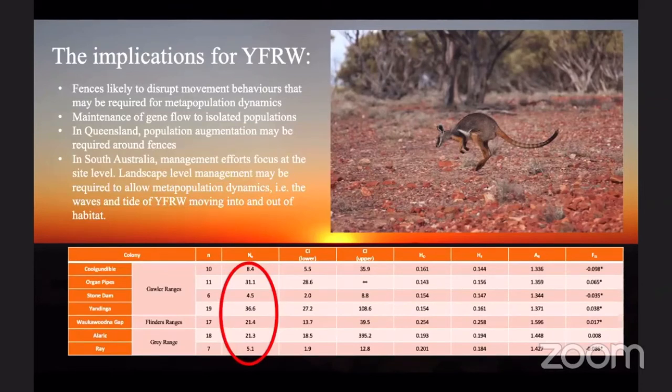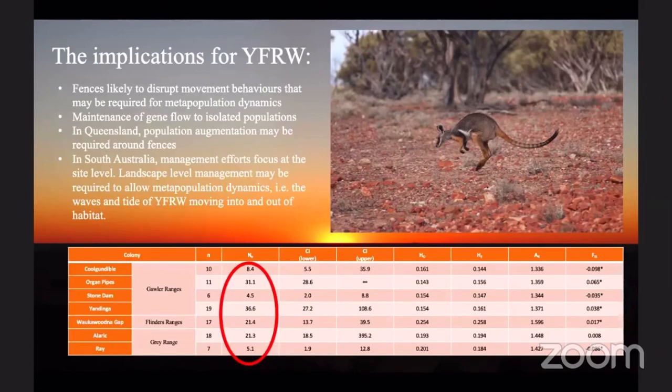Typically, foxes and goats are controlled around core colonies in South Australia, but these results show that broader landscape level management of these pests might be needed to allow for typical metapopulation dynamics, such as the wave and tide movements into and out of suitable habitat in response to resource availability. And also the spread of rock wallabies to areas of suitable habitat for the establishment of new colonies.